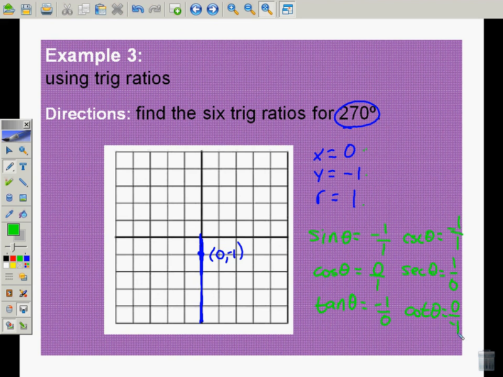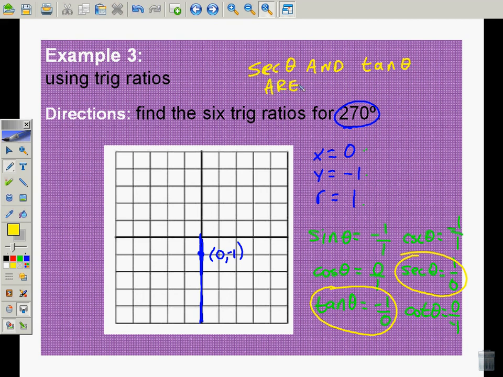Now, notice two things. Number 1, tangent, and number 2, secant. If you'll recall, we cannot divide by 0. So what we would say is secant and tangent are undefined. They're undefined because we cannot divide by 0. So if something is over 0, it has to be undefined. Okay?